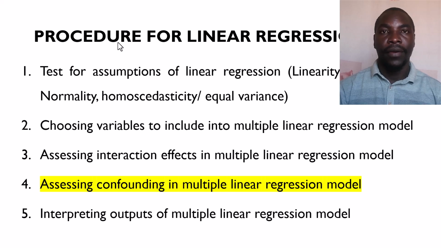In this video, we are going to demonstrate how to assess for confounding in a multiple linear regression model in STATA. At this point, I expect you to have already assessed for the different assumptions of linear regression. You have chosen which variables to include in your model, and you have also assessed for interaction effects amongst your independent variables. We have got separate videos that go into details of how to do this in STATA. Be sure to check it out.